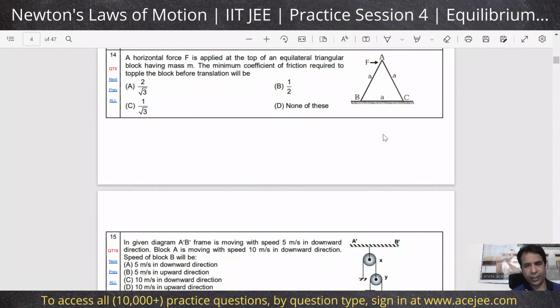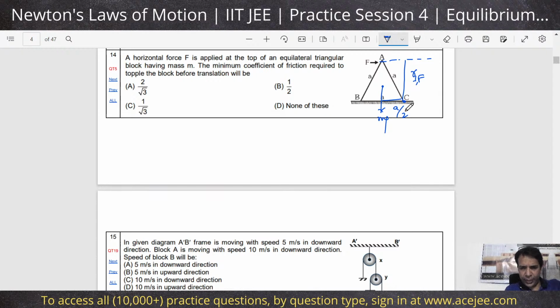So there should not be any translation. So you can straight away write the balance of torques about, let's say, point C. F is acting along this. This is the moment arm for the force F. Mg is acting downwards. This is A by 2.